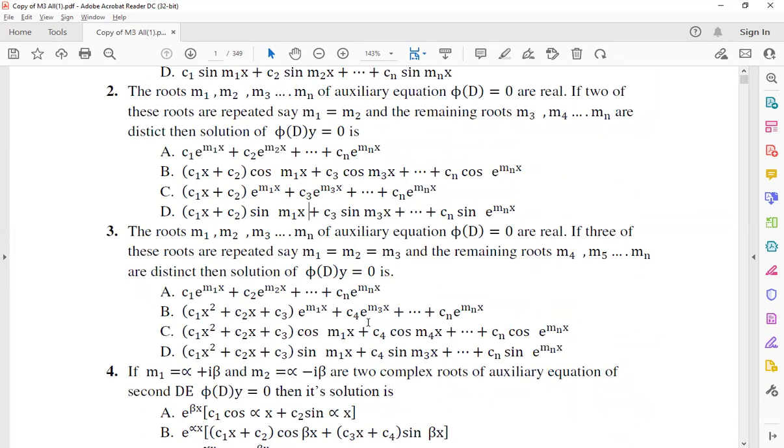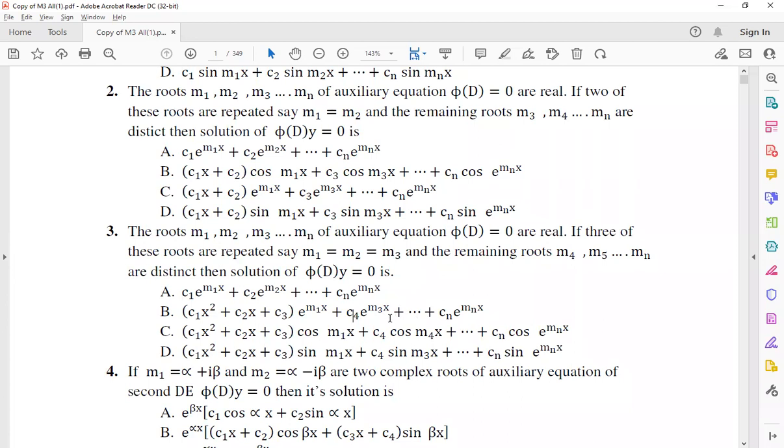If 3 roots are repeated, say m1 equals m2 equals m3, and the remaining are distinct, then the solution of phi D y equal to 0 is B. Option B, correct. 3 constants get collected. It can be either C1 plus C2x plus C3x squared, or C3 plus C2x plus C1x squared. One is a simple constant, one has x with it, and one has x squared, into e raised to m1 or m2 or m3, all are okay. M1 is given, and then the remaining are different.